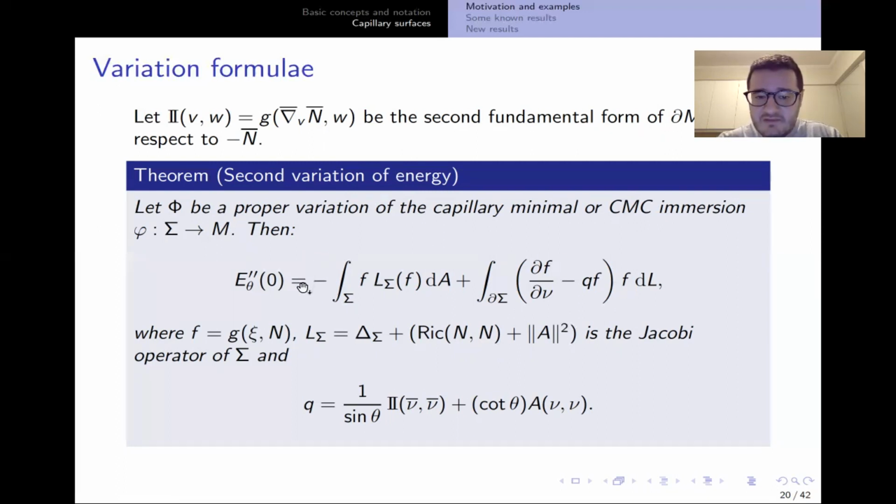But I want you to keep in mind that the second variation of energy involves the Jacobi operator of sigma, and also this function Q, which is given in terms of the second fundamental form of sigma, and the second fundamental form of the boundary of the ambient manifold. And notice that when theta equals pi over 2, then we have the usual second variation of energy for free boundary minimal surfaces. This is an exercise.